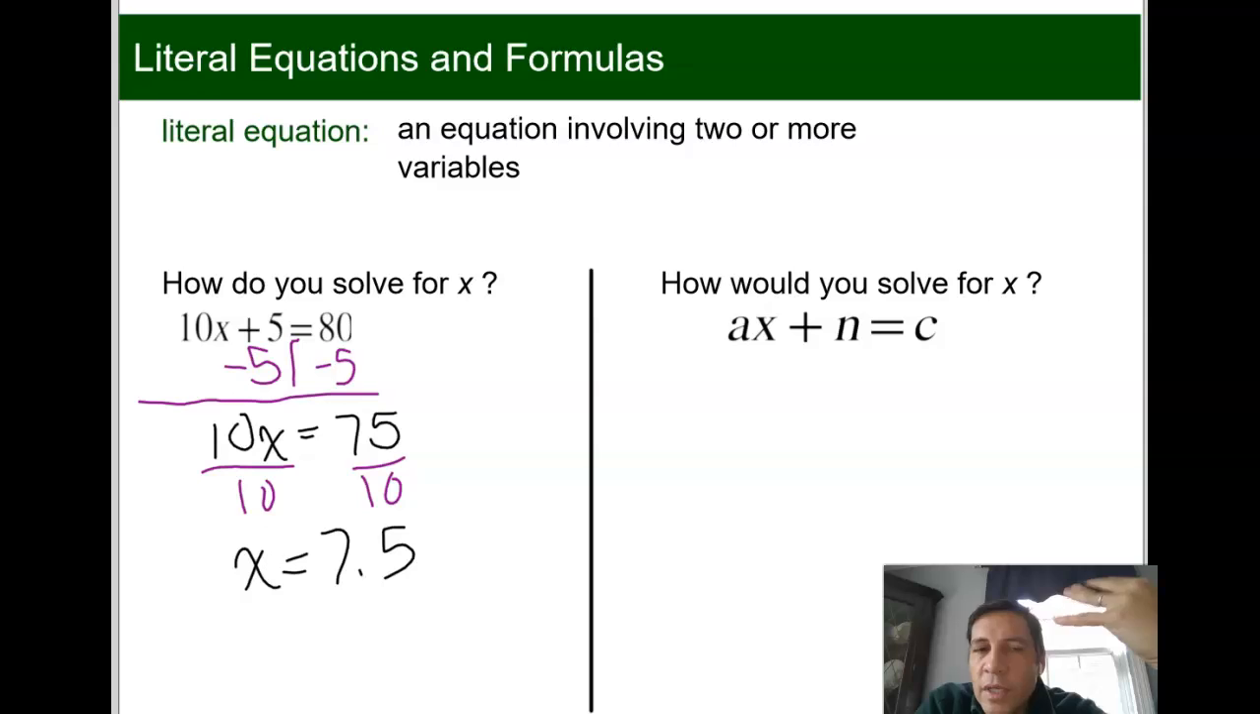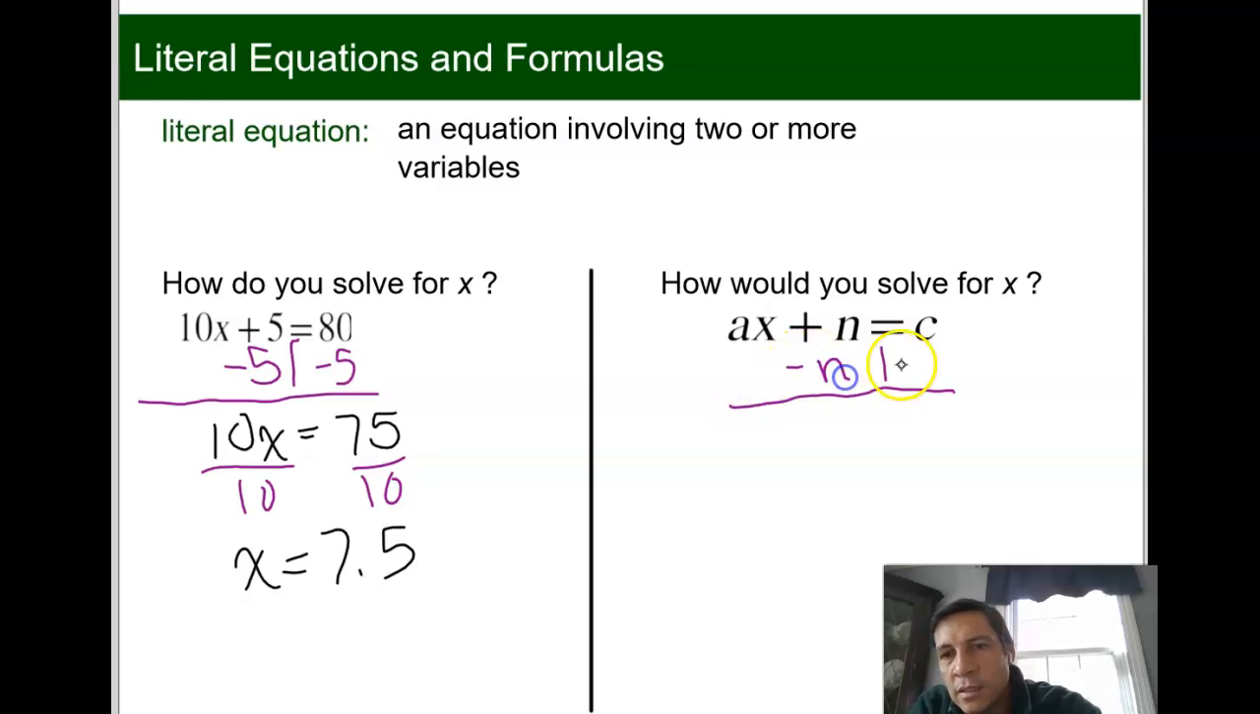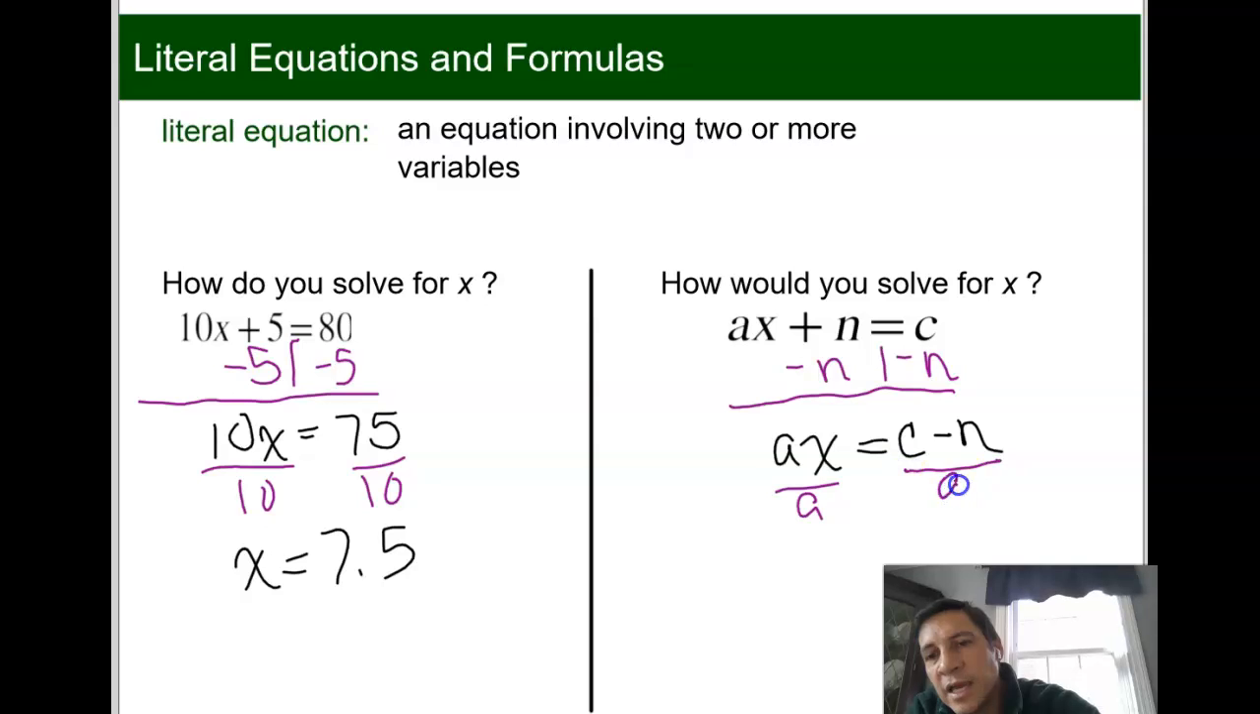Well, I want to just think about what I would do in a regular equation when I had numbers. I would first get rid of this term n, and I'll be left with ax equals c minus n. And I want to get x all by itself. How do I do that? Well, I'm multiplying x by a, so I'm going to divide both sides by a. You have to divide the whole other side by a. So we get x is equal to c minus n over a.